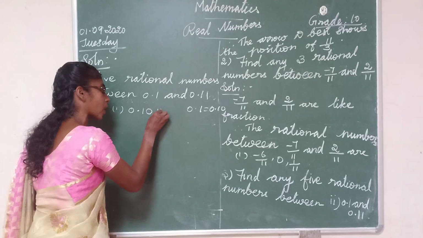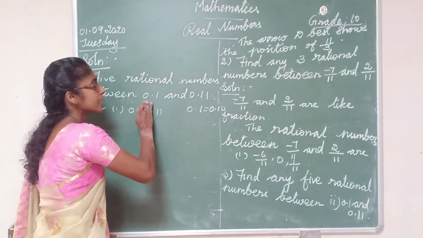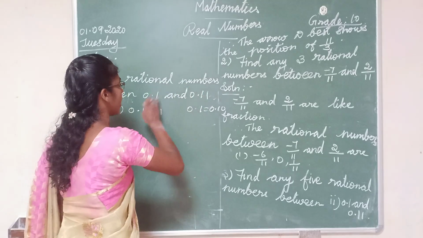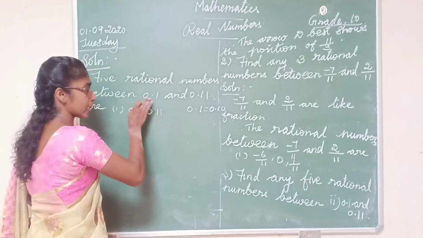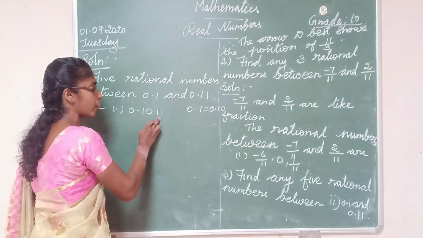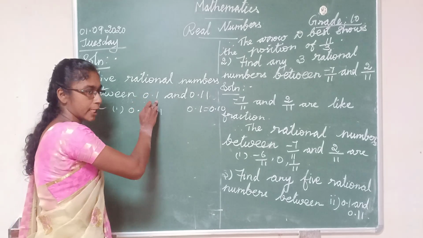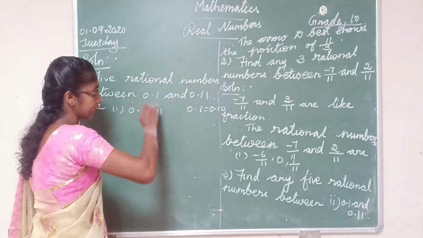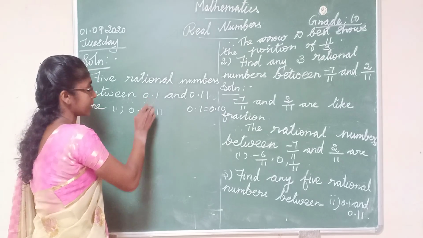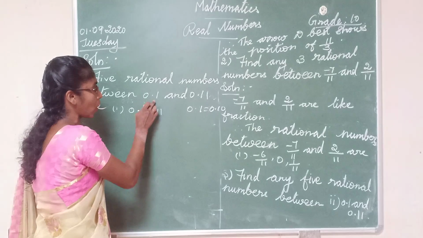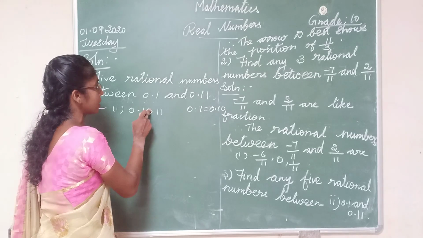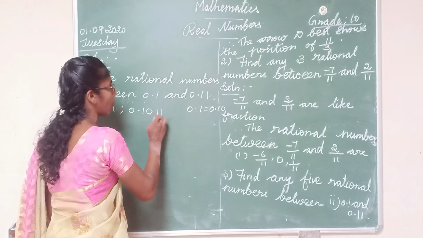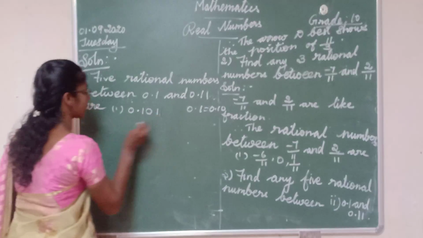Otherwise 0.1011. This is also between 0.1 and 0.11. 0.1011 is not less than 0.1. It is greater than 0.1. Digits increasing after the decimal point means it is greater than 0.1. So it is greater than 0.1, and 0.1011 is the first number.